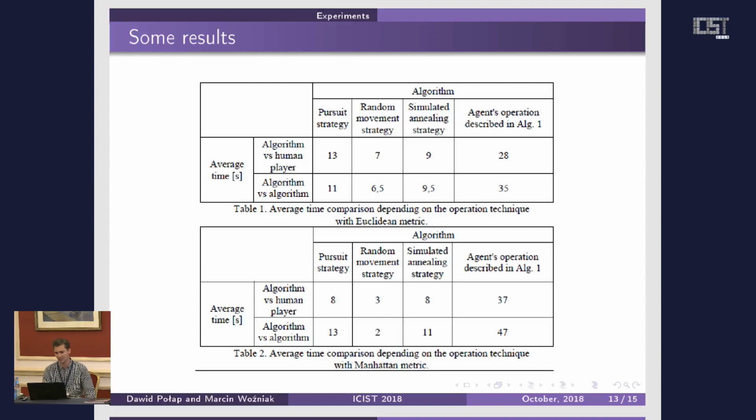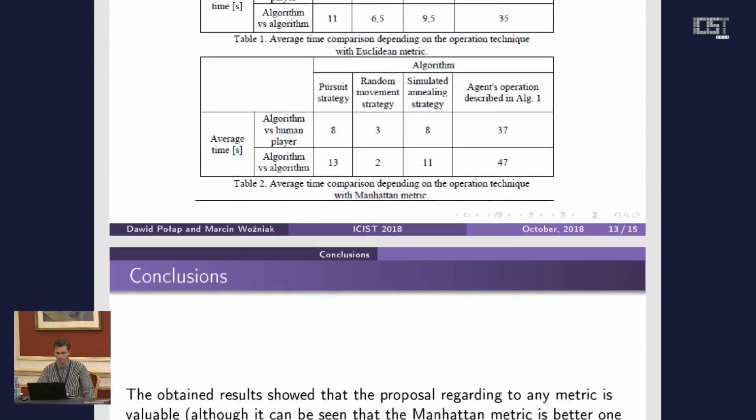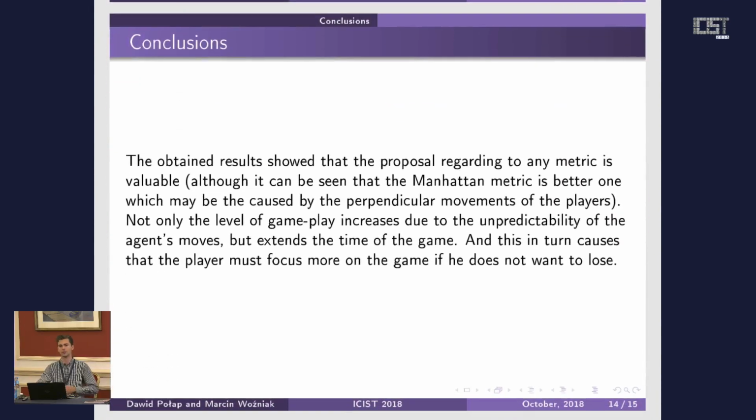The reason for that is quite simple, because Manhattan assumes that we will choose the way that cannot have any obstacle. Okay, so going further, we have some conclusions, and in our result, Manhattan metric was better.